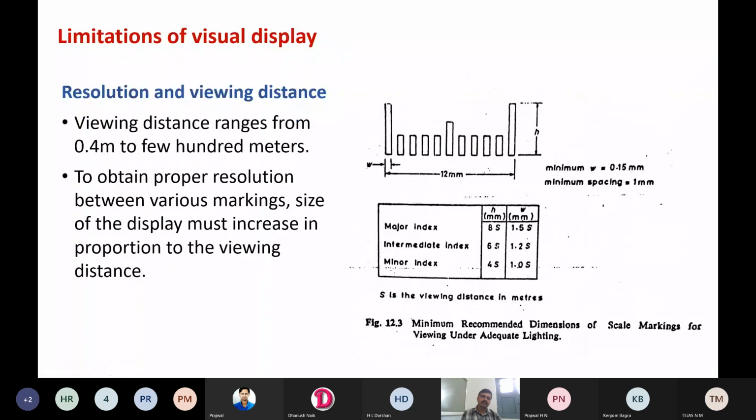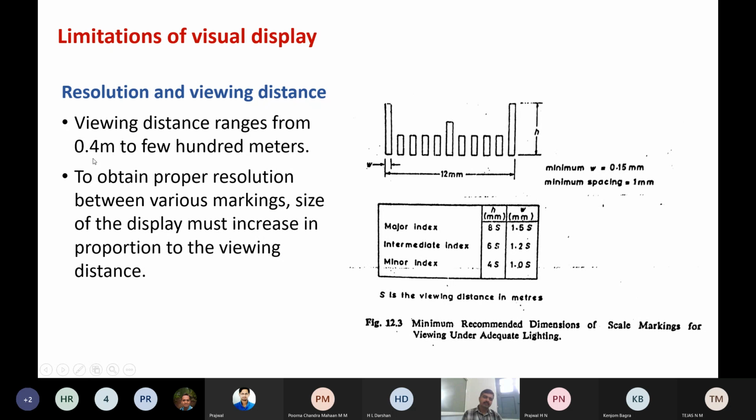Next, some of the limitations of visual display. Visual display depends on the vision capabilities of the operator, or one who is operating the machine. One of the limitations is resolution and viewing distance. It is difficult to view any information from a longer distance. That is why, as a designer, you have to consider resolution and viewing distance.